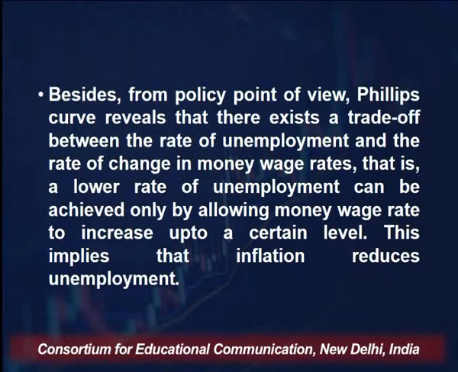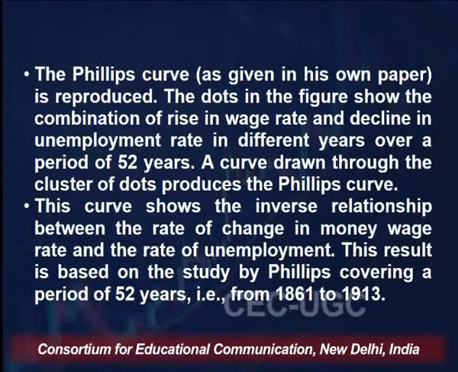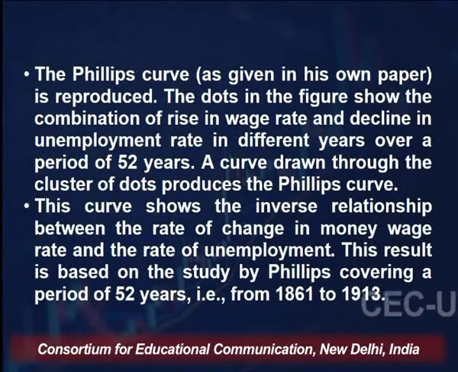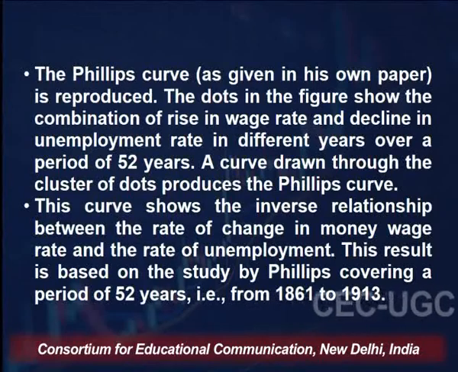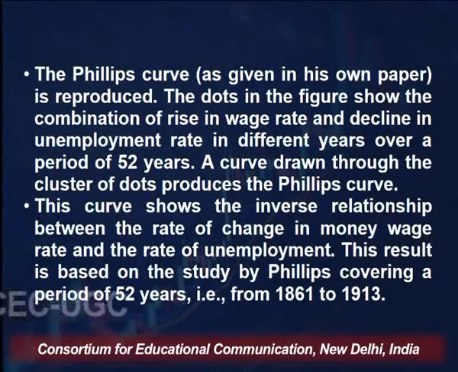That is, a lower rate of unemployment can be achieved only by allowing the money wage rate to increase up to a certain level. Now, this implies that inflation reduces the unemployment rate. The Phillips curve is reproduced here, and the dots in the figure show the combination of rise in wage rate and decline in unemployment rate in different years over a period of 52 years.